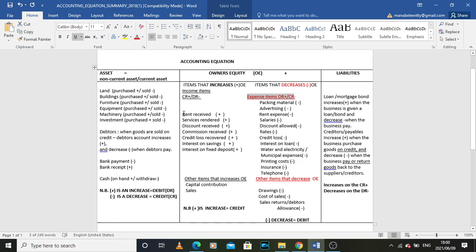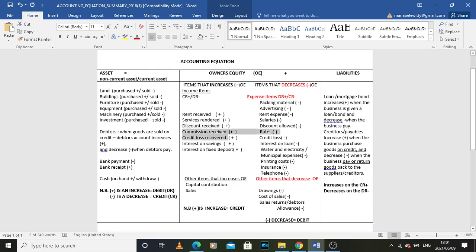What are incomes? We have rent received. Whenever we rent out buildings in our business, people will pay rent and we're going to receive it. It's a plus sign. If we render a service, either cash or credit, it is going to increase our incomes. If we have a discount received, we bought something and they give us a discount, or we pay and they give us a discount, it is going to increase our incomes.